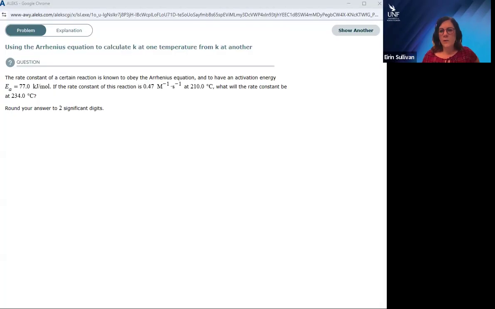Using the Arrhenius equation to calculate k at one temperature from k at another. So we have met the Arrhenius equation: k equals A, the frequency factor, times e to the power of minus Ea, the activation energy, over R, the gas constant, times T.